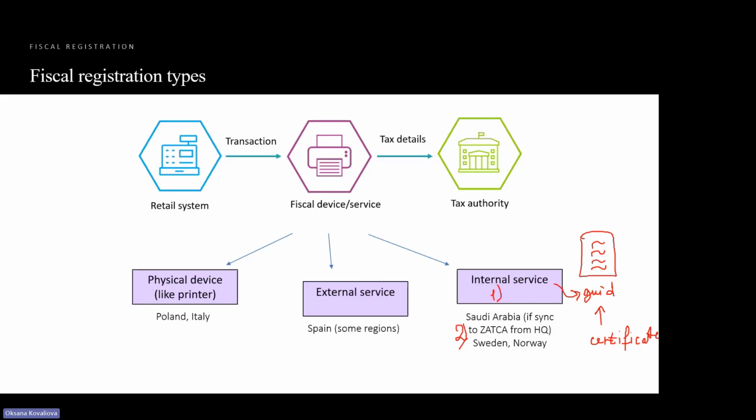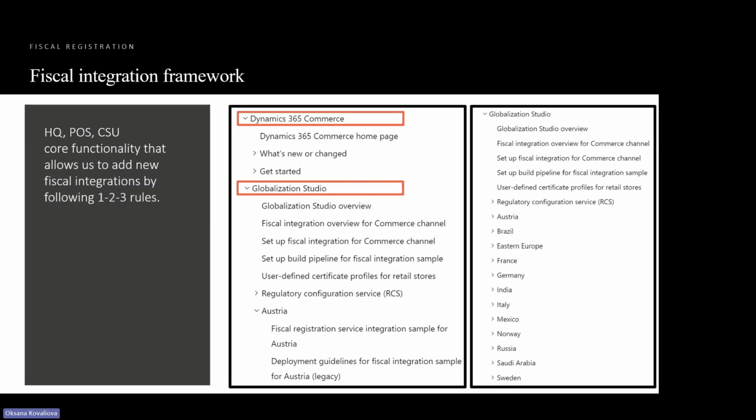Why do we need to know these types of services? Because the integration with them varies a little bit. What if on some project you need to develop the fiscal integration? First, in Microsoft documentation, you have a lot of ready-to-use integrations. So if you go to the documentation in Globalization Studio, you will see the full list of countries for which Microsoft already provides the integration. They can provide the integration in different formats, but this is your starting point.